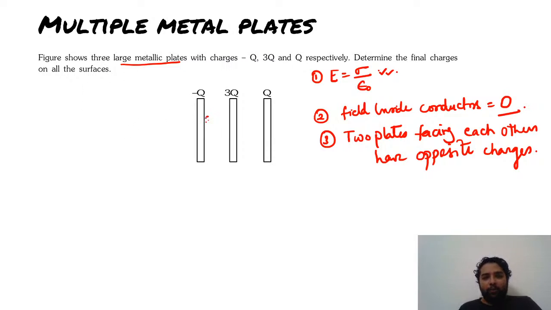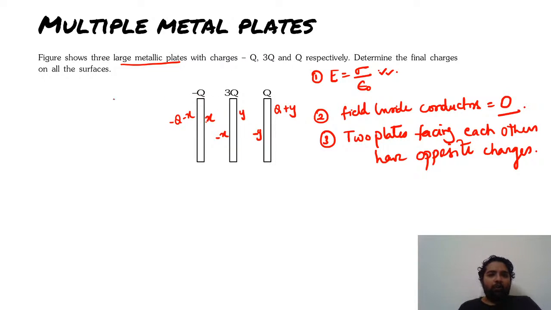Let's take the charge here to be x. So the charge here will be minus x. Similarly, I'll take the charge here to be y. The charge here will be minus y. And here the charge will be minus q minus x, and here the charge will be q plus y. Getting it? Because the sum of the charges is given here.